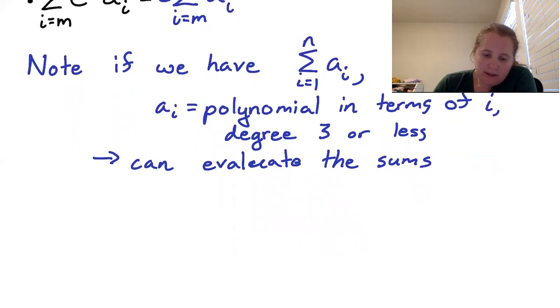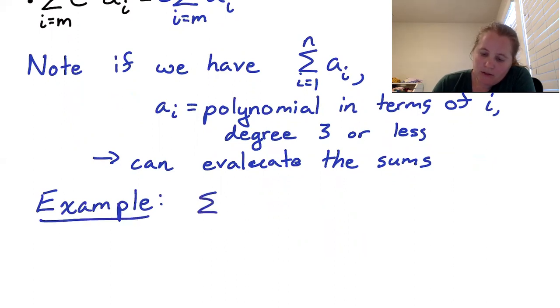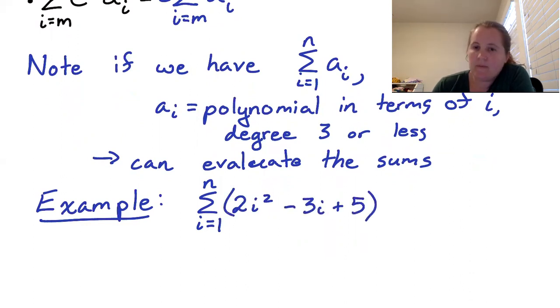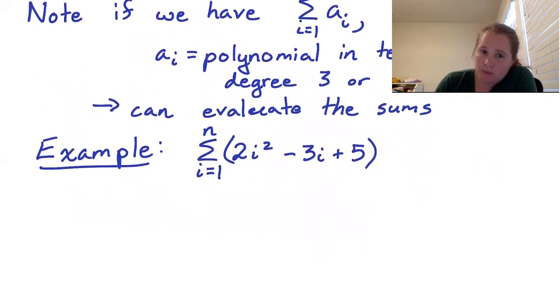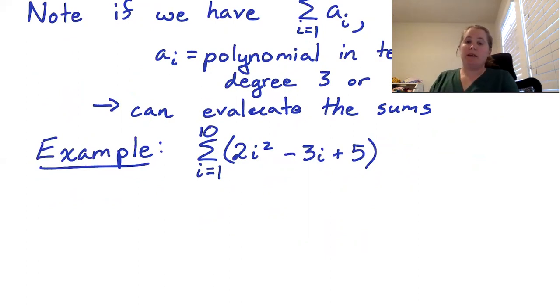So for an example, let's say that we wish to do a summation from i equals 1 to n of 2i squared minus 3i plus 5. Well, we can go ahead and split this. Oh, sorry, not 1 to n. The summation from 1 to, let's do from 1 to 10, of 2i squared minus 3i plus 5.